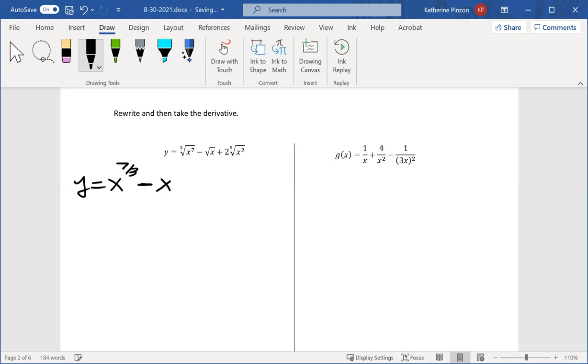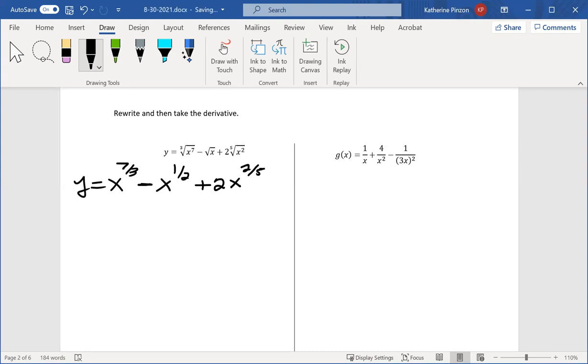How about square root of x? Can you write square root of x as x to some power? Yeah, x to the 1/2. Good job. Plus that 2 just gets to stick there, right? It's just a constant. The 5th root of x squared is x to the 2/5.